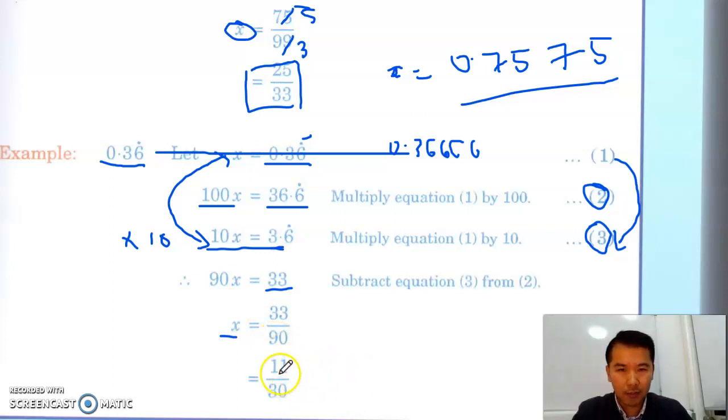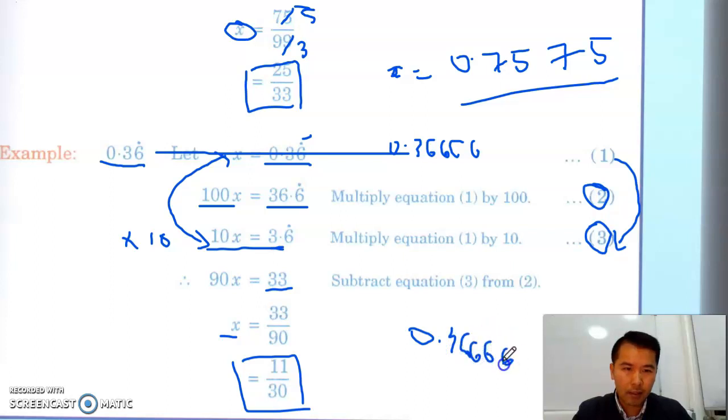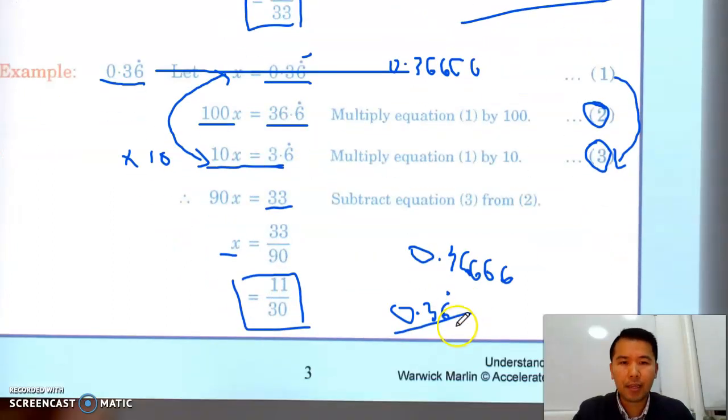And then when we are only interested in x, we bring it over and we have this as the solution. We can check the answer by getting this 11 divided by 30. You get 0.366 repeating. So that means 0.36 repeating. That makes sense.